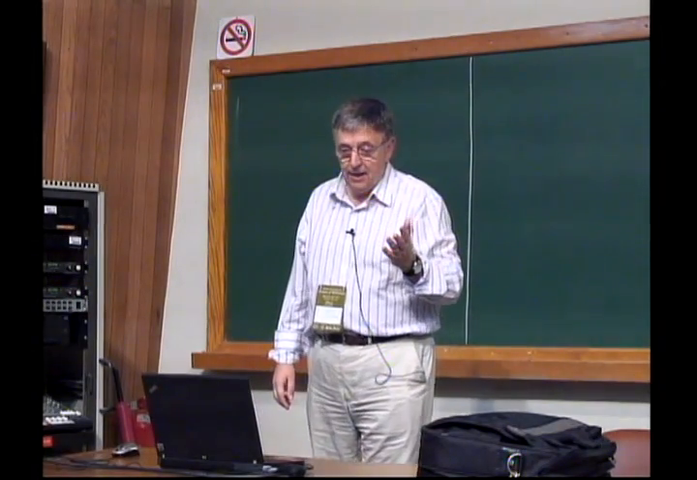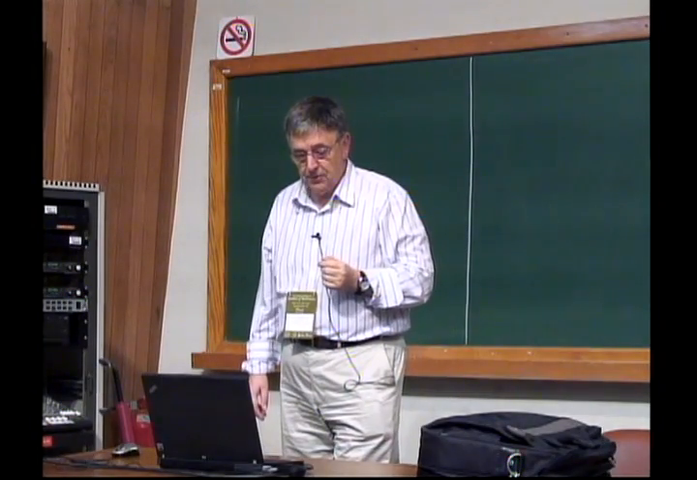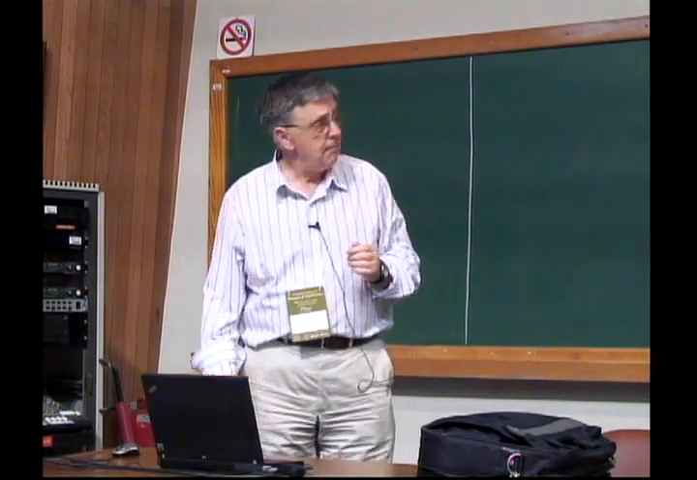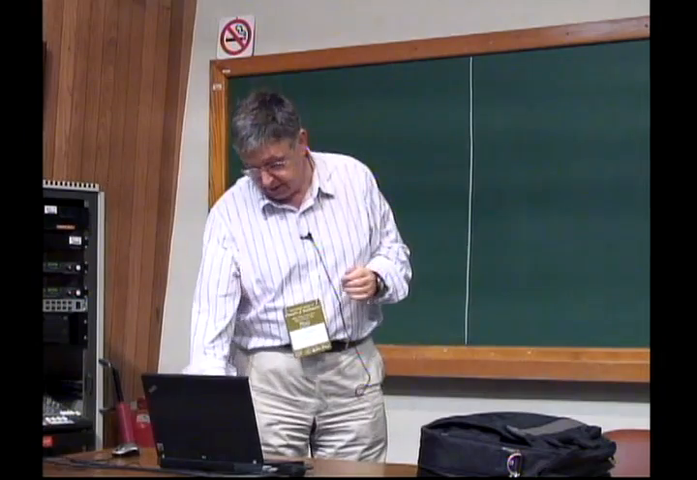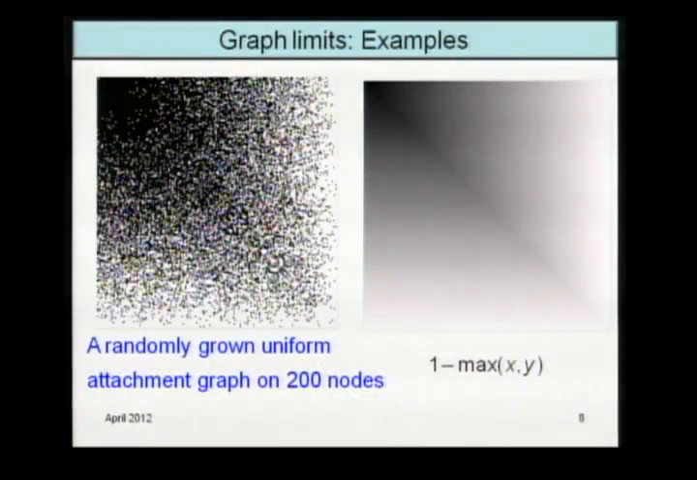So this is a randomly grown uniform attachment graph on 200 nodes. If you look at it from a distance, and if the projector comes out reasonably all right, it will be similar to this function, which is a very simple function: 1 minus the maximum of x and y.